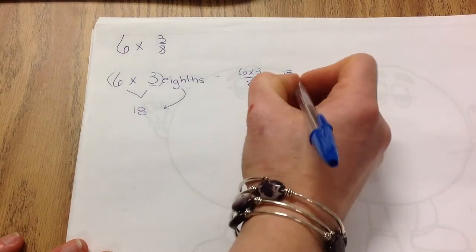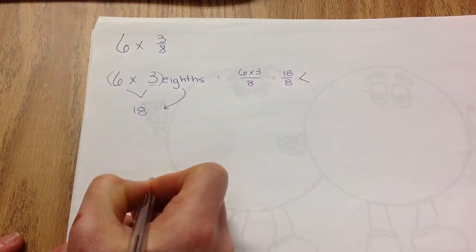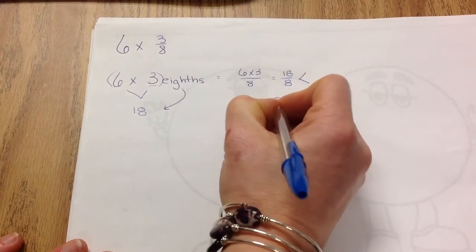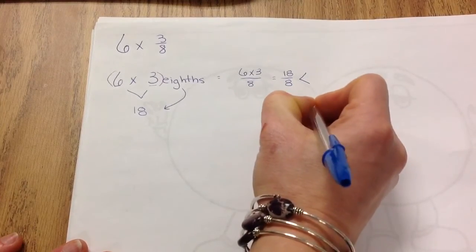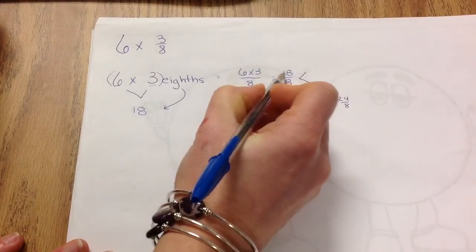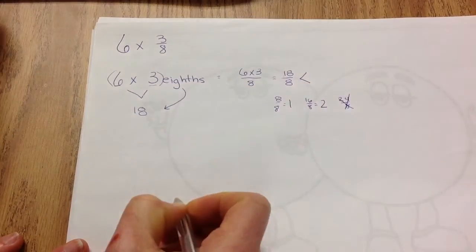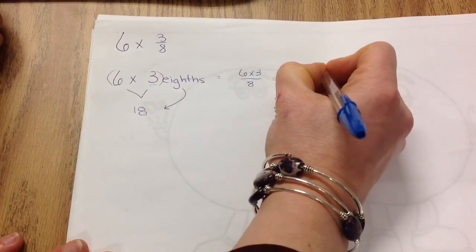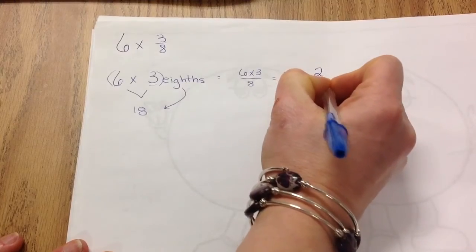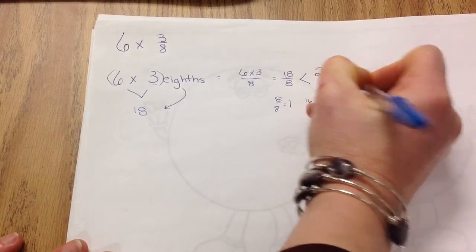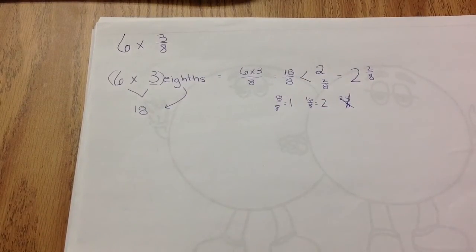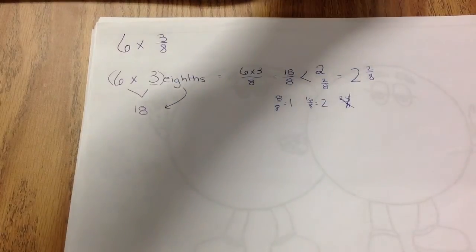Now, we're going to go ahead and make this into a mixed number. So how many eighths come out of 18? Well, 8 eighths is 1, 16 eighths is 2, 24 eighths, wait, I can't do that, I only have 18. Never mind. 16 eighths is 2. So it's 2 wholes, and what's left? Oh, 2 eighths. So it equals 2 and 2 eighths. These are just a couple of different ways that you can solve using the associative property.